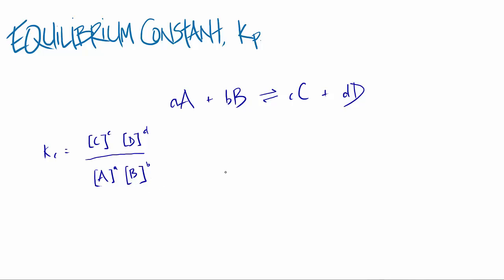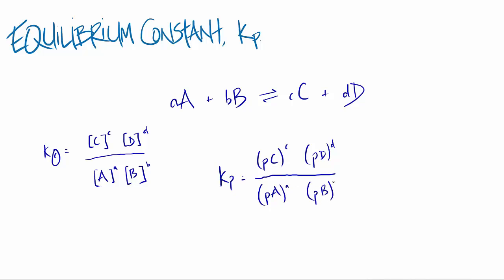That is Kc. Now that's clearly not Kp, but Kp is almost identical. Rather than square brackets, we still have C multiplied by D, but now it's P(C), the partial pressure of C to the power of c, multiplied by the partial pressure of D to the power of d, the little d's there, divided by the partial pressure of A to the power of a, multiplied by the partial pressure of B to the power of b. Exact same in many ways.